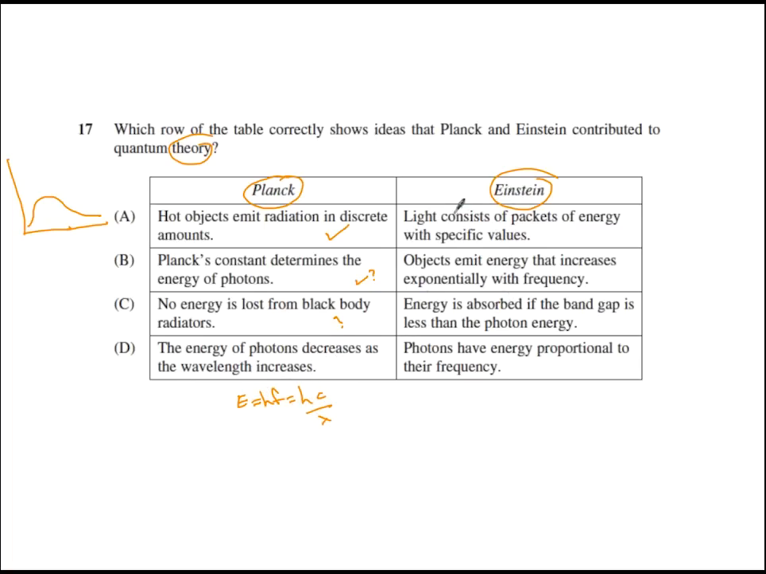So look at Einstein. Light consists of packets of energy with specific values. That he did say. Objects emit energy that increases exponentially with frequency. No, that is not correct. Energy is absorbed if the band gap is less than the photon energy. Well, that's not something Einstein made any contribution to, so that's out as well. Photons have an energy proportional to their frequency. Yeah, well, I guess that is true, but Max Planck is the one who actually made that particular point. So as you can see, the only possible answer here is A.